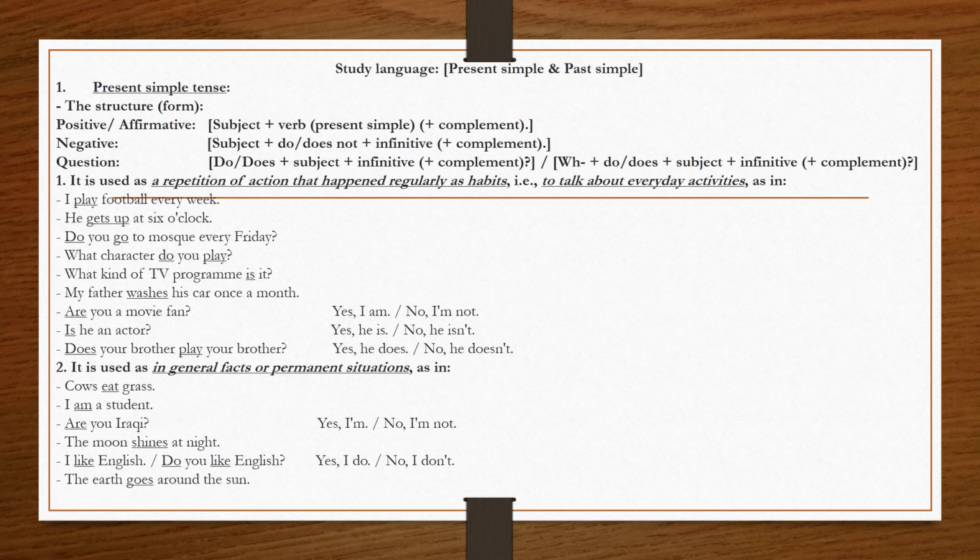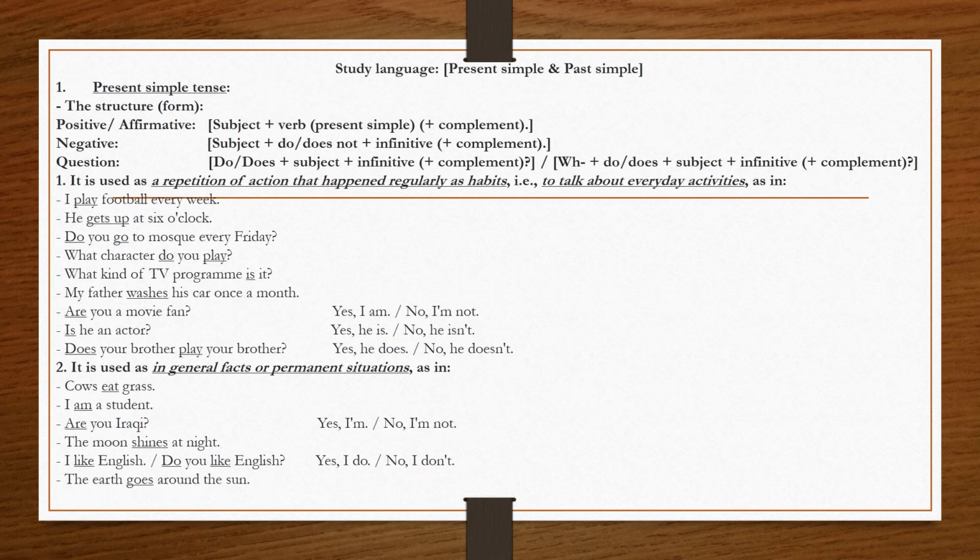كل أسبوع. He gets up at 6 o'clock. هو يصحو في السادسة صباحا، دائما يصحو في السادسة صباحا. يعني نقول he always gets up at 6 o'clock, or he gets up at 6 o'clock. وهكذا.